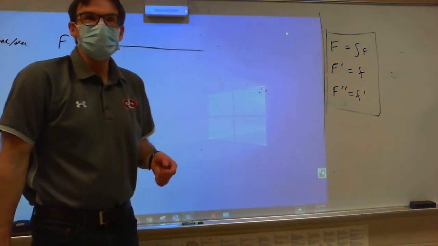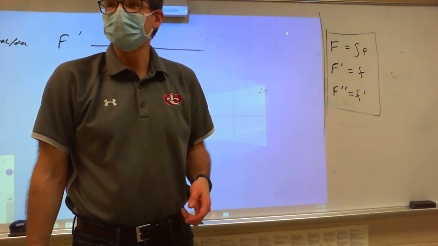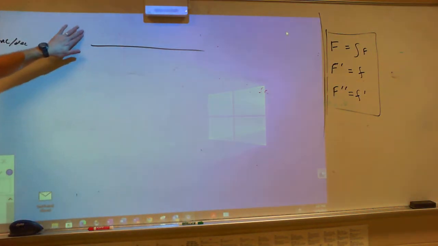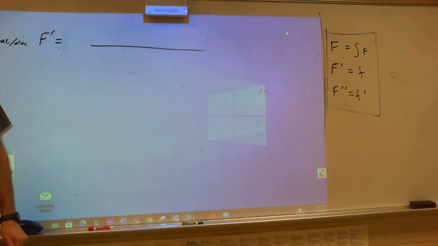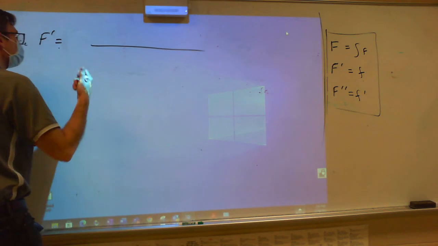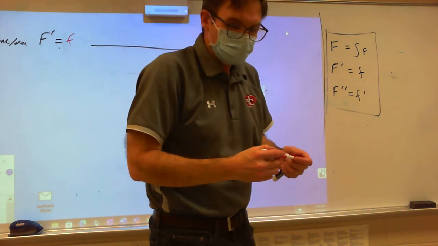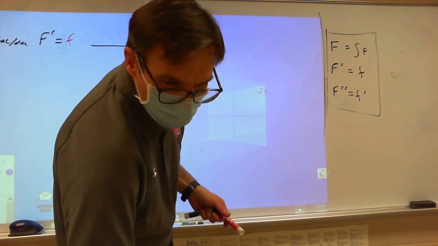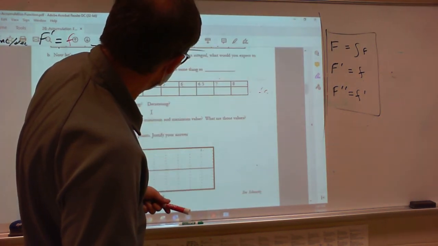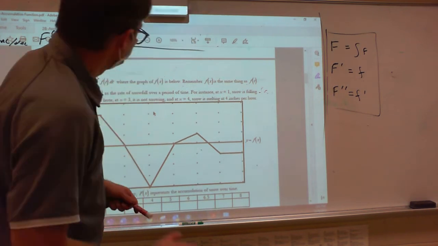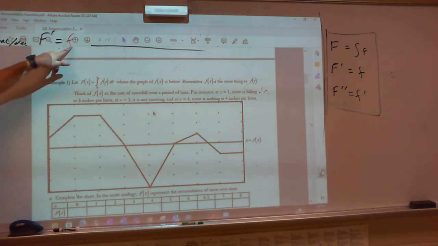Now, the problem is, did they give me the graph of big F? No. What did they give me? Little f. They gave me the graph of little f. What's my conversion? What is big F prime equal to? Little f. Do you see our handy dandy conversion? So if I'm making this chart for big F prime, I can look at little f.